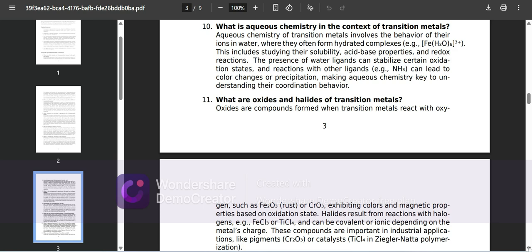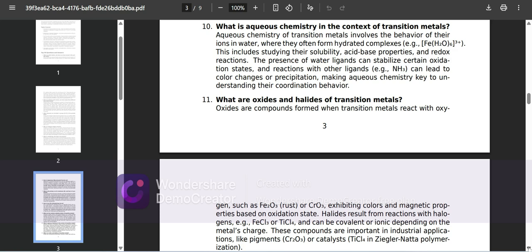What is aqueous chemistry in the context of transition metals? Aqueous chemistry of transition metals involves the behavior of their ions in water, where they often form hydrated complexes like Fe(H2O)6 3+. These include studying their solubility, acid base properties, and redox reactions.